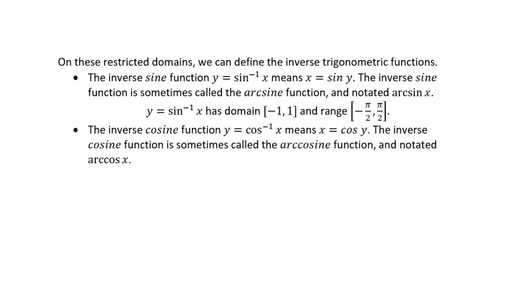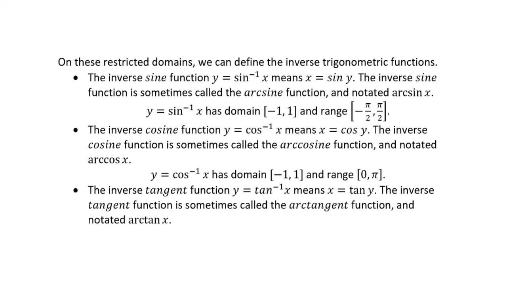The inverse cosine function y equals inverse cosine x means x equals cosine y. The inverse cosine function is sometimes called the arccosine function and notated arccos x. Y equals inverse cosine x has a domain of negative 1 to 1 and a range of 0 to pi, just the same way as the domain and range switch with other inverse functions. The domain and the range for inverse cosine has switched.